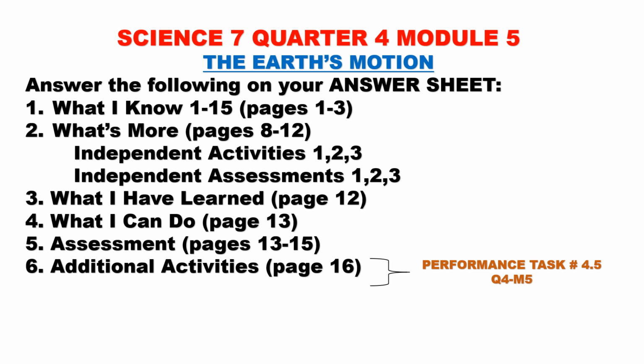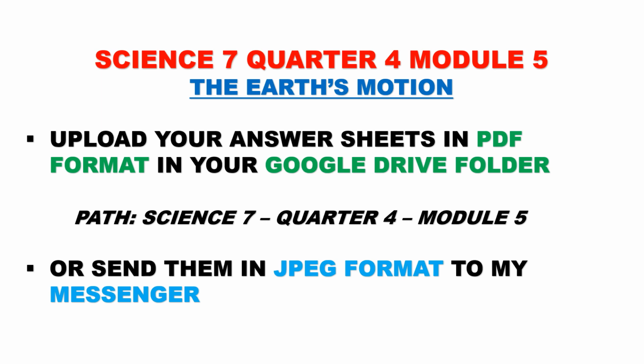Science 7, Quarter 4, Module 5, The Earth's Motion. Answer the following on your answer sheet. What I know, what's more, independent activities 1, 2, 3, independent assessments 1, 2, 3, what I have learned, what I can do, assessment, and additional activities. The additional activity will be your performance task number 4.5. Upload your answer sheets in PDF format in your Google Drive folder. The path is Science 7, Quarter 4, Module 5. Or send them in JPEG format to my messenger.